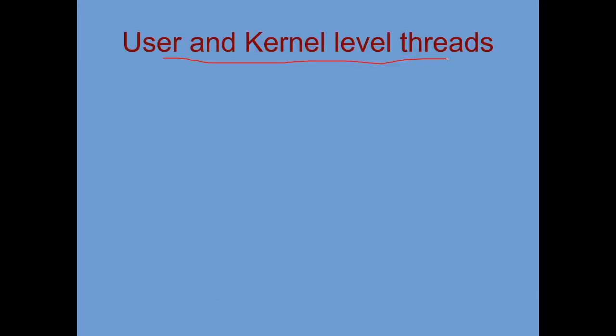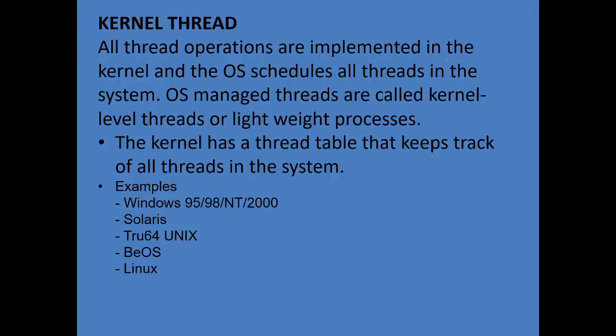User and kernel level threads. User threads are generated in the user space of the operating system, and kernel threads are generated in the kernel of the operating system. So there is an interaction between the user thread and the kernel thread to execute any task or application. First we'll see kernel threads.